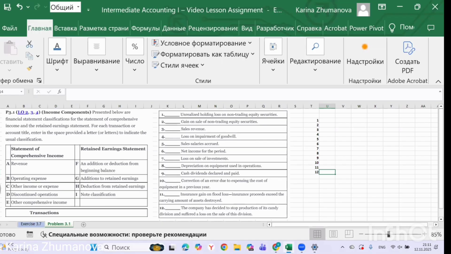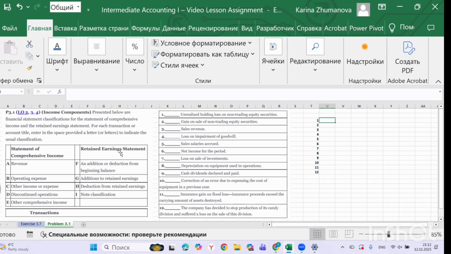And let's look at the last problem. It's problem 3.1. There we should look at the financial statement classification. For each transaction or account title, enter as paid provided a letter. Right here we have statement of comprehensive income, retained earnings statements, the titles of it, and on the right side we have definitions. For example, unrealized holding loss, sales revenue, and so on. So we should combine two of these tables.